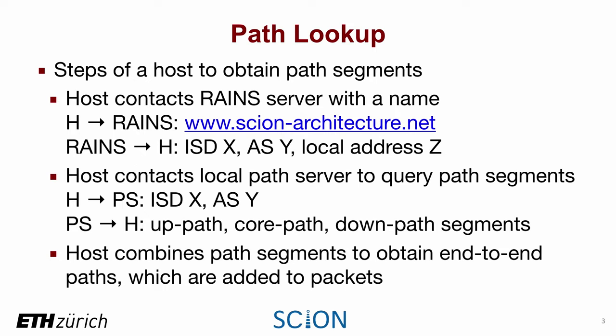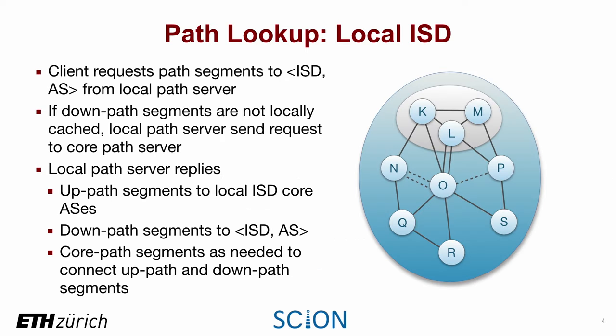So let's look at the path lookup in a bit more detail. We've already seen this also in the previous video on the control plane. The next two slides are a repetition from that video. So in the local ISD, the client can request path segments from its local path server. Here we're going to look at an example of a host inside AS R that intends to communicate with a host in AS S. So the host sends a path request to its local path server using the same, the blue ISD in this example, and the destination AS S.